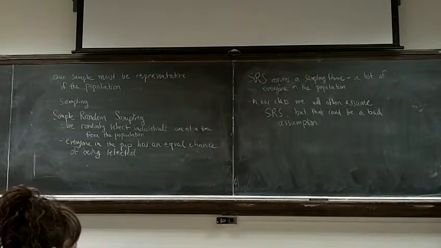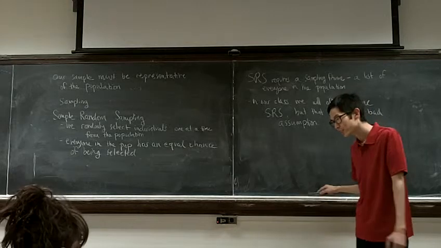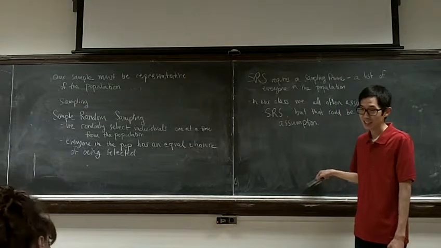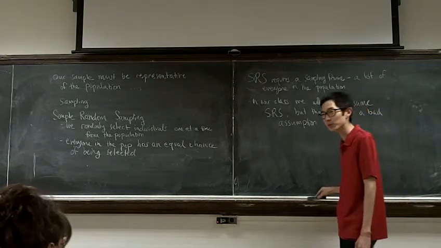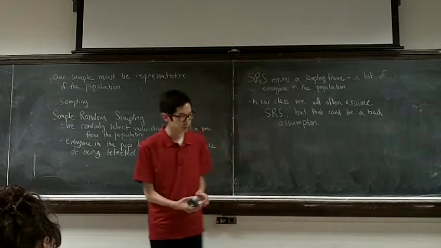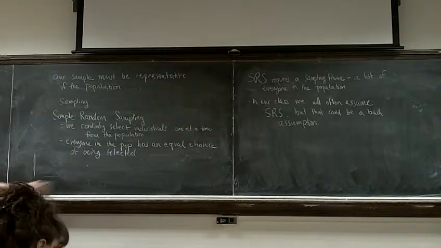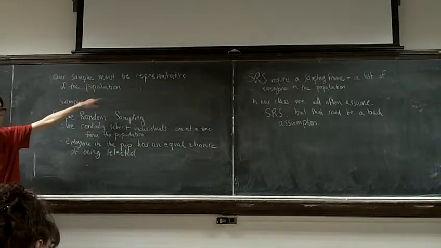And if somebody gives you results from some study and it's clearly not simple random sampling, you can say, I don't believe these conclusions because it's clearly not a simple random sampling. Or a lot of times, it's clearly not representative of the population, right? Because the idea is that our sample must be representative of the population.